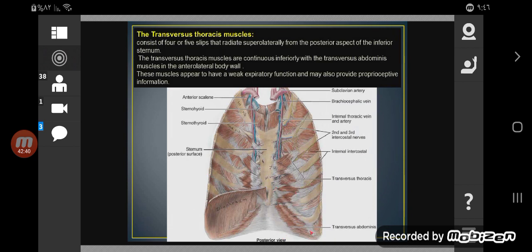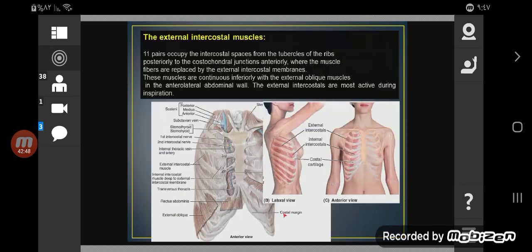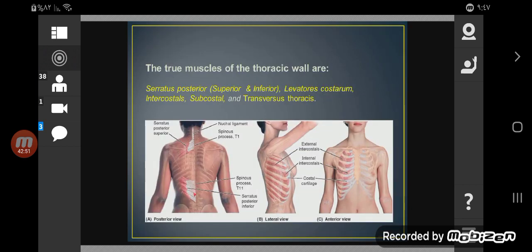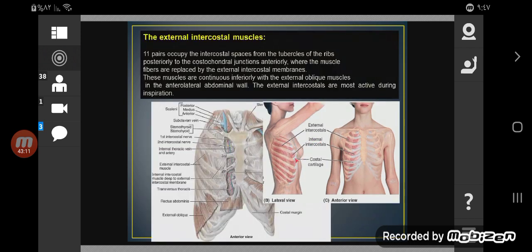Transverse thoracis muscle. At the back of the anterior wall of the thorax you can find this muscle, and serratus posterior superior and serratus posterior inferior muscles. Okay, on the outside of the thorax, on the posterior wall of the thorax, you can find these two muscles, serratus posterior superior and serratus posterior inferior. All right, and one by one, in the remaining time, I will talk about them.